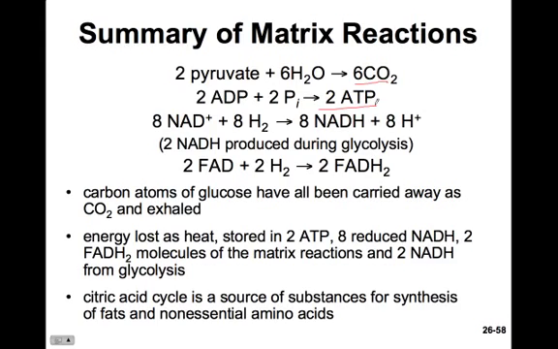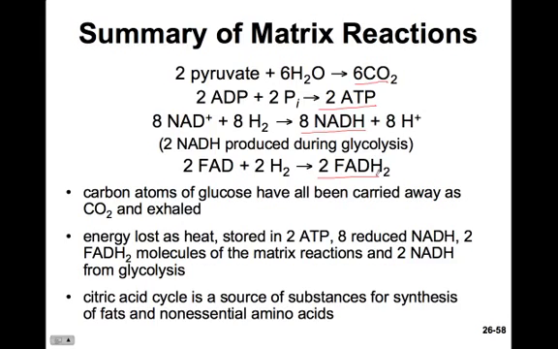And 8 NADHs and 2 FADH2s. So these are the products of pyruvate oxidation and the citric acid cycle. Note that all the carbon atoms of glucose are now gone and they're exhaled as CO2.